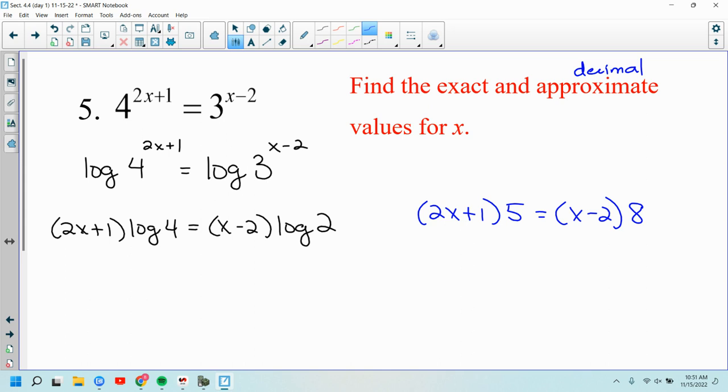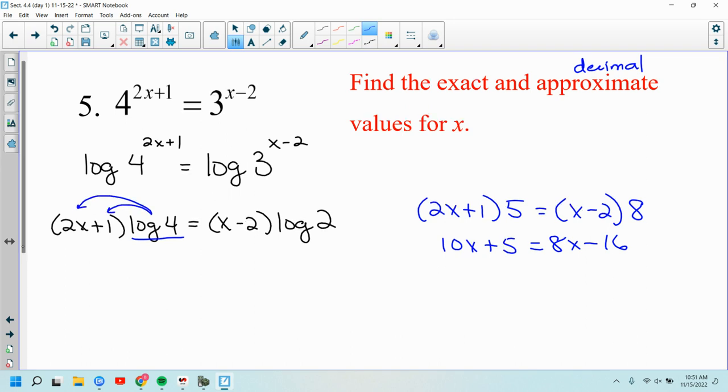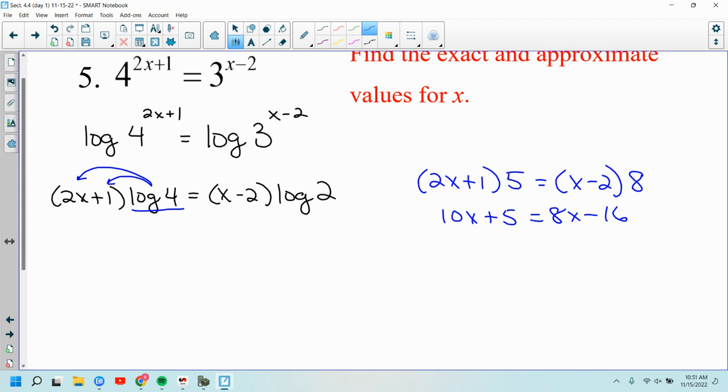You distribute. Everybody can say, I'm going to distribute. You're allowed to distribute on the right. You would just say, no problem, 10x plus 5 equals 8x minus 16. And then you'd get all the x's on one side and the constants on the other, right? We've got the same case. Log of 4 is a number. What do we have to do with it? You've got to distribute it. You've got to take the log of 4 and multiply it into both of them. You just got to watch how you write it.